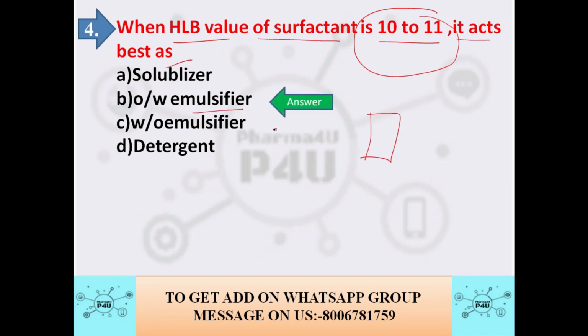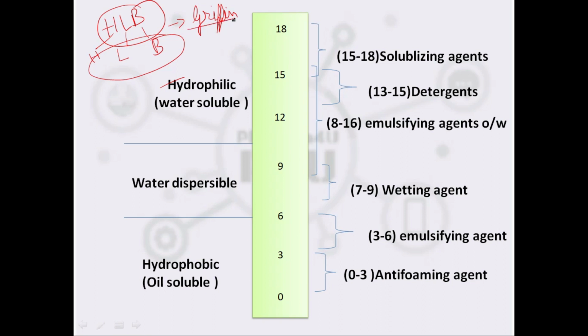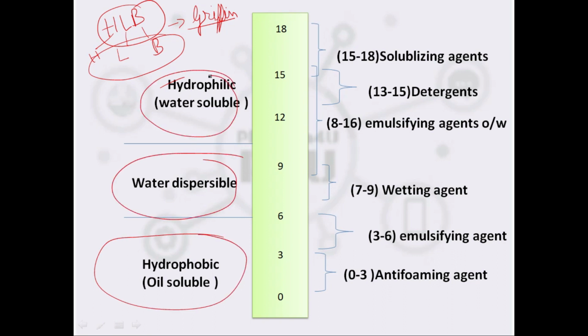Let's discuss with the help of an explanation. Here is an HLB scale. What is the full form of HLB, students? Hydrophilic lipophilic balance is the full form, and it was discovered by Griffin, students. If the question asks who discovered it, the answer is Griffin. According to this, the scale is divided into three phases: hydrophobic, water dispersible and hydrophilic.